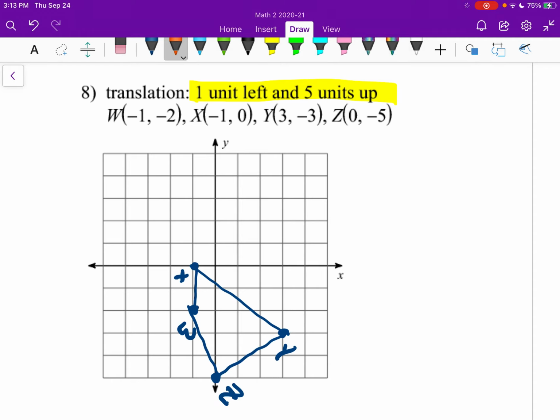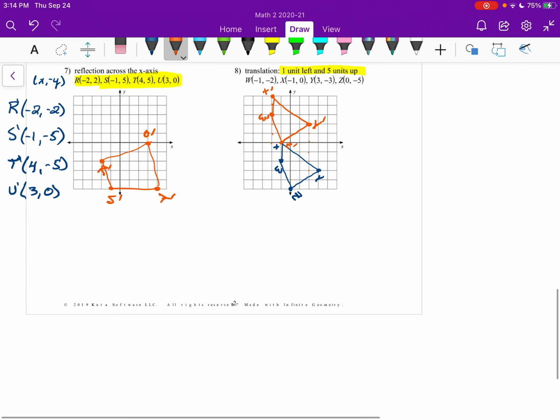So I'm going to look here at 1 unit left and 5 units up. I'm going to take my X and go 1 left and 5 up. So there's 1, 1, 2, 3, 4, 5. Here is X prime. W is going to do the same thing. It's going to end up right here. Y is going to do 1, 1, 2, 3, 4, 5. There's Y. And then Z is going to end up right here, Z prime. So we can draw our new shape. And there we are. We should be able to see that they are the same shape. If we were to cut them both out with scissors, we could lay them perfectly over each other. All right, that's all.